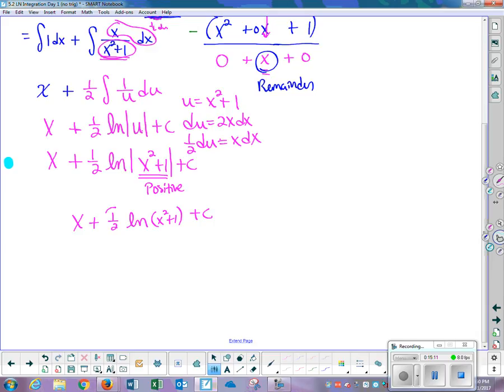One more little adjustment we could do: we could pull this half power back, and this could look like x plus natural log of all that to the 1/2, or we could say the square root of x squared plus 1 plus c. There's three very valid types of answers. We've got this answer, which is fine. We've got this answer, which is fine. And we have this answer, which is fine. We could get rid of those absolute values, and that is nice to do if you think of it.